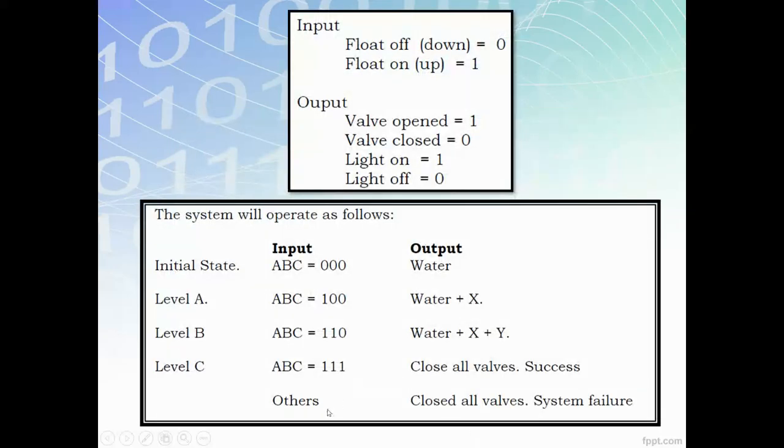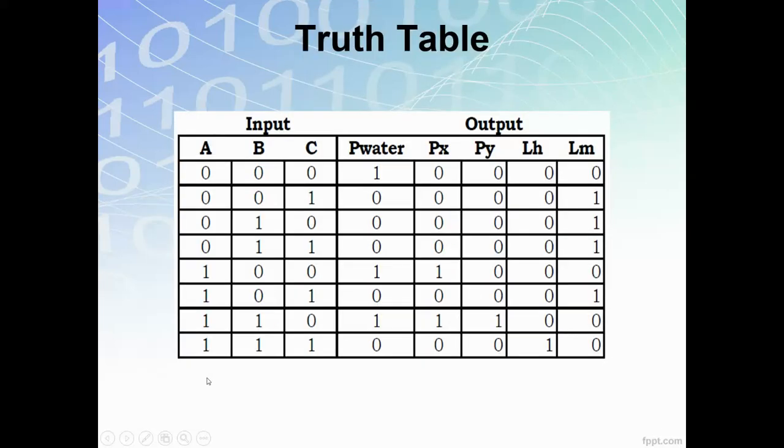Okay, so other than that, ada daripada input ni, maka we close all the valve and the system will failure. Okay, so daripada sini kita boleh generate the input, which is A, B and C. So input variable kita tahu dia adalah 3. Okay, tak ada masalah. Kita ada 000, 001, 010, 110, 111, 101, 110, 111. So that is input.